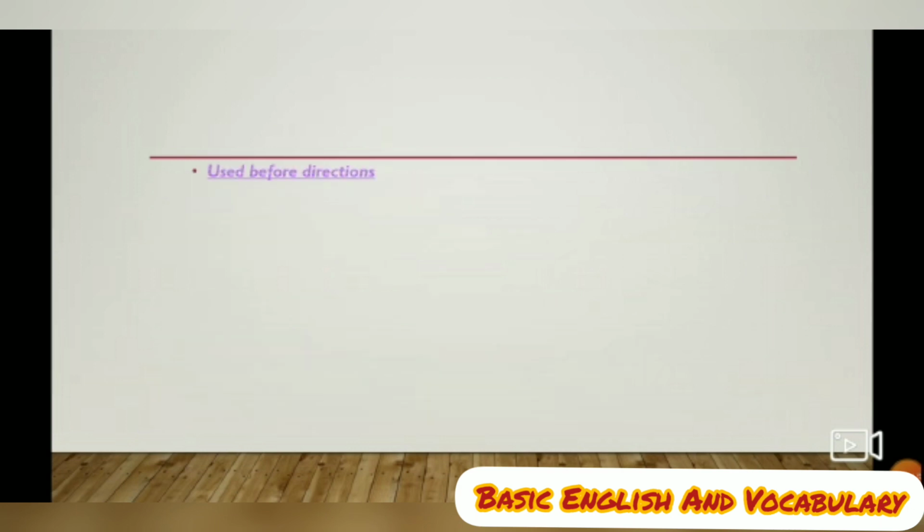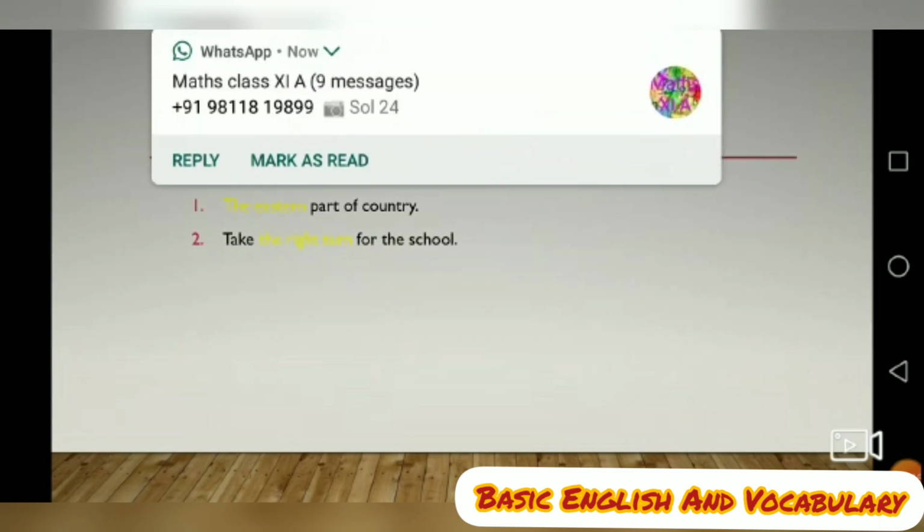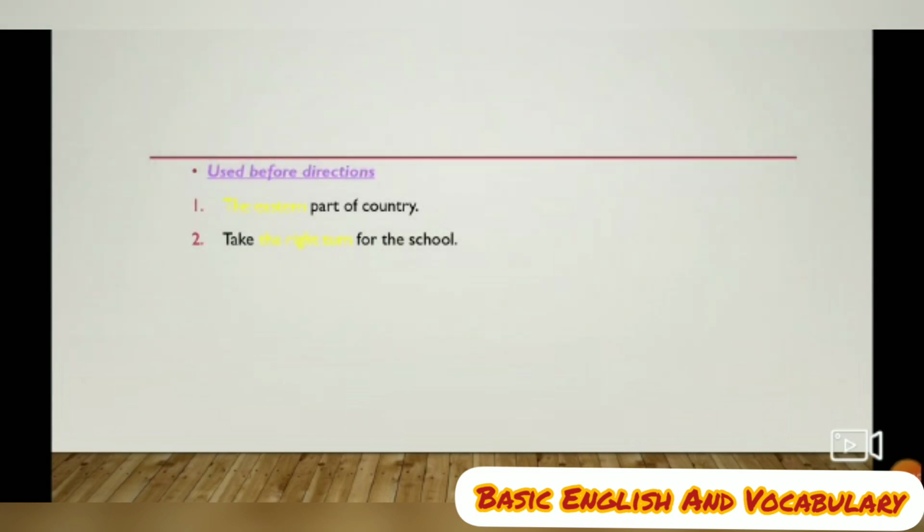And the next point is use before directions. Directions means left, right, eastern, western. So the example is the eastern part of the country. So eastern is a direction here, that's why we use the here. And the next example is take the right turn at this school. So here you can see the right turn is the direction for the school.